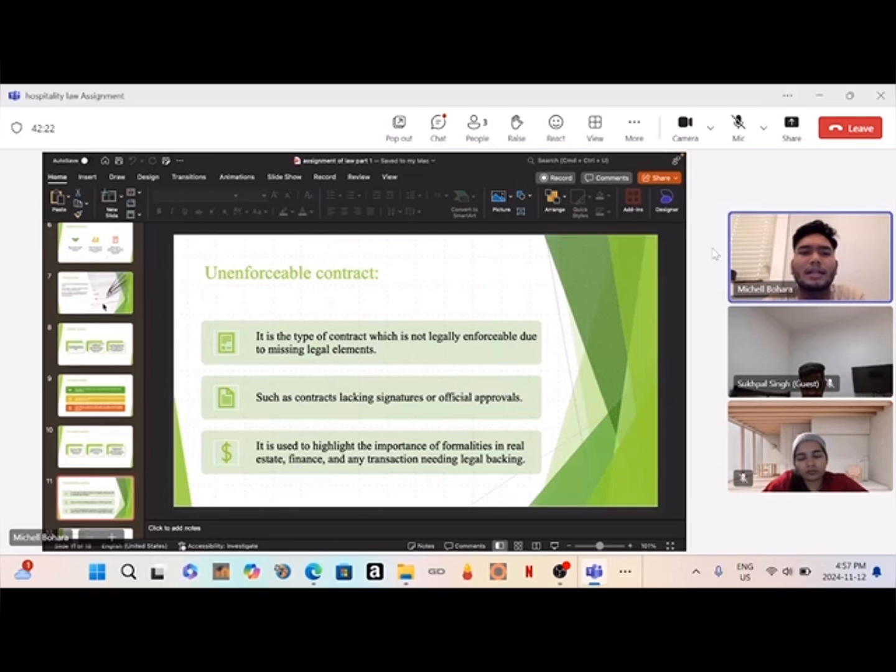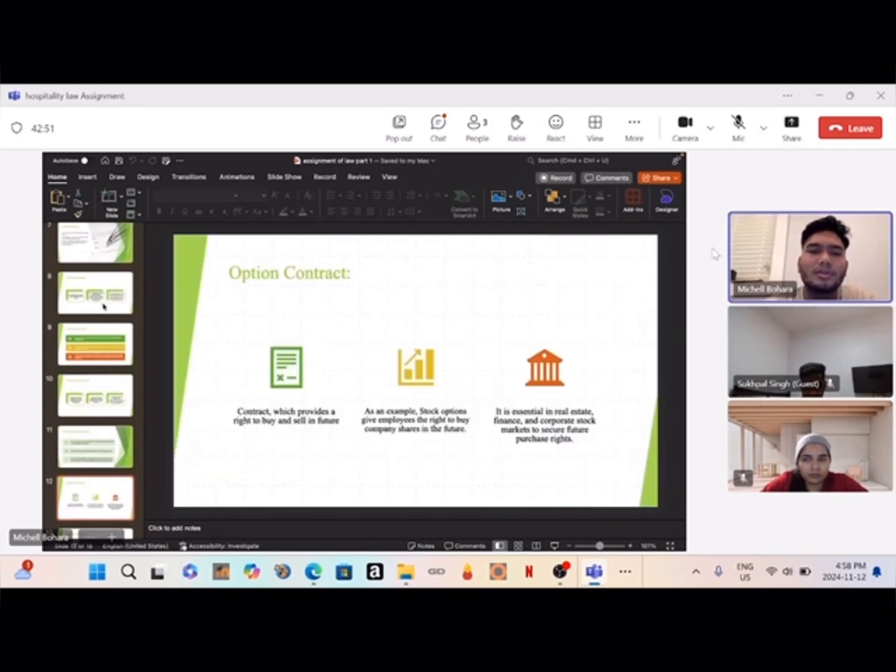Another one is the unenforceable contract. An unenforceable contract is one that can't be enforced legally. For instance, a verbal agreement to sell a car might not be enforceable in court because a written agreement is typically required. This type of contract often lacks something essential, like being in writing, which makes it unenforceable.